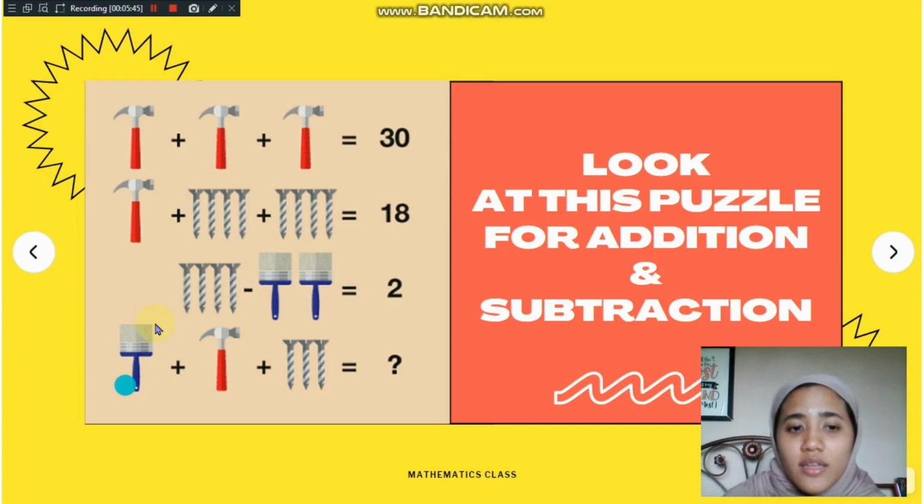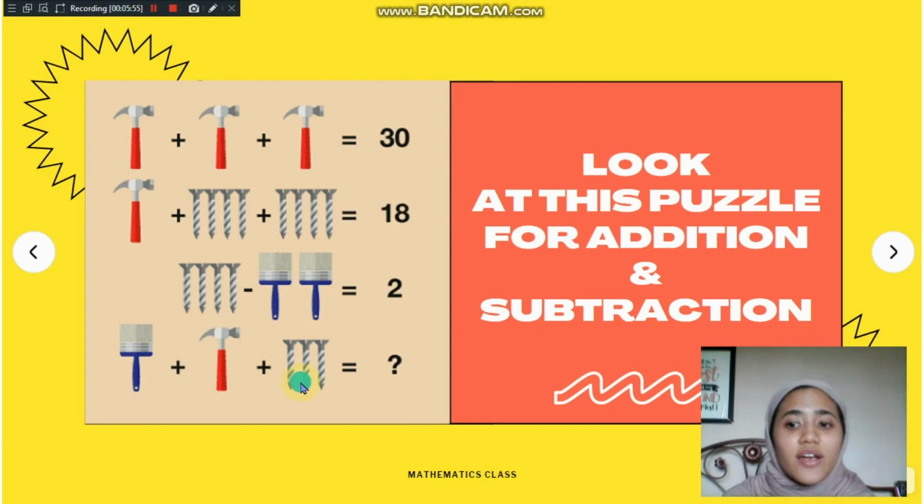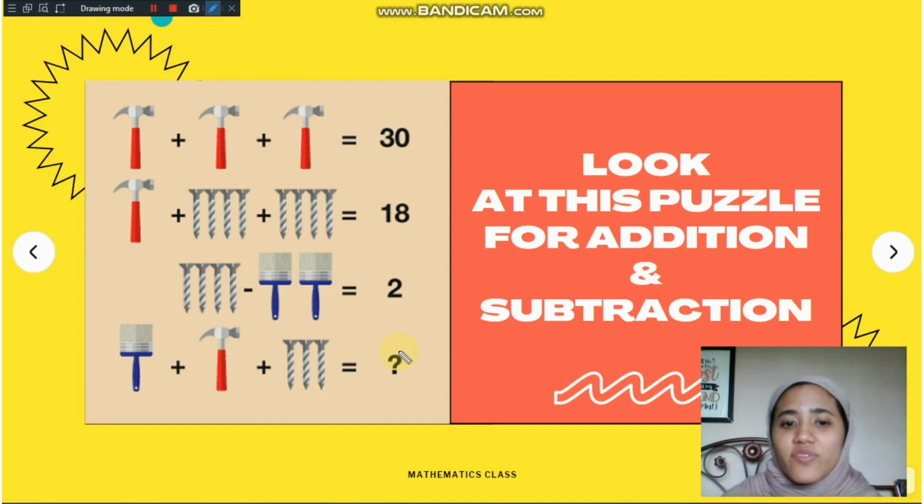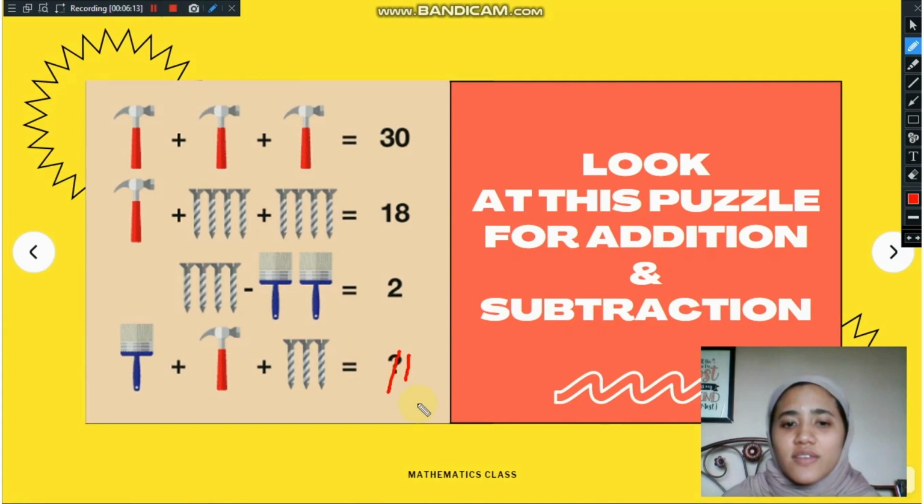The value of the hammer just now is 10. And 3 nails has a value of 3. So the total amount of 1 plus 10 plus 3 will be 14.